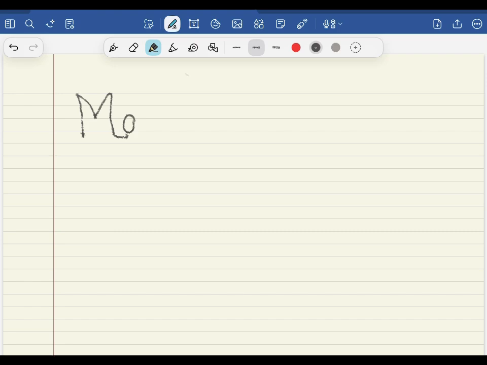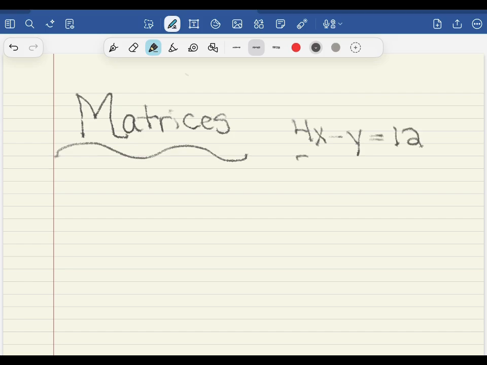Matrices. So first of all, we use matrices when we are trying to figure out a solution to a system of equations. Now, I'm not sure if you know what a system of equations is, but let's look at an example of a system, right? So let's say I have 4x minus y equals 12. And then I also have 2x plus y equals negative 12. Okay, this is considered to be a system of equations.